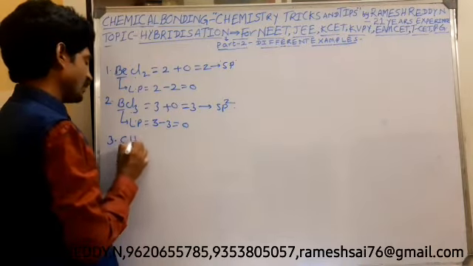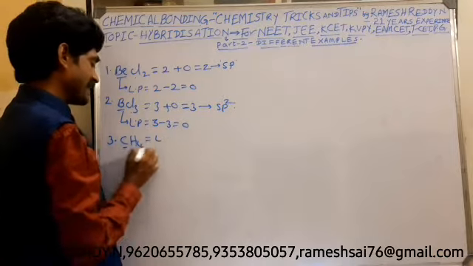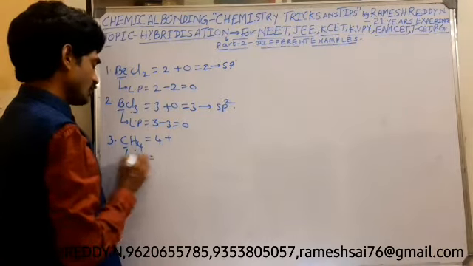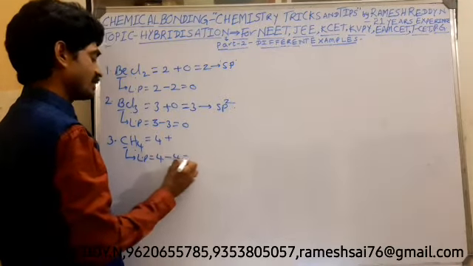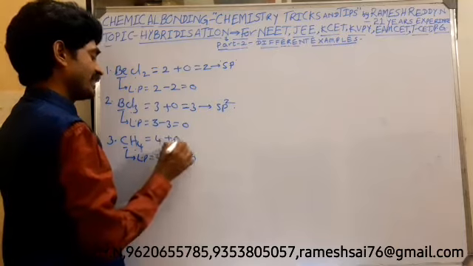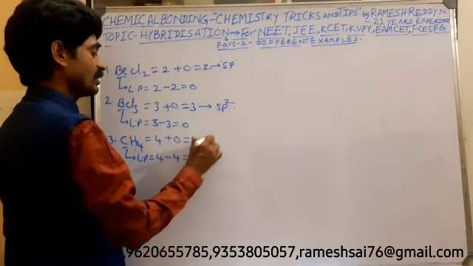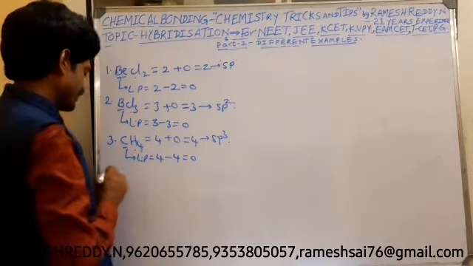Next one, another molecule. Take methane molecule. Methane, central atom carbon, bonded atoms hydrogen, how many? 4. Then lone pairs of the carbon atom. So carbon valence electrons 4, bonded atoms are also 4. Then 4 minus 4, 0. That value you have to apply here. Then 4 plus 0, 4. Then you get the molecule undergoes sp3 hybridization.